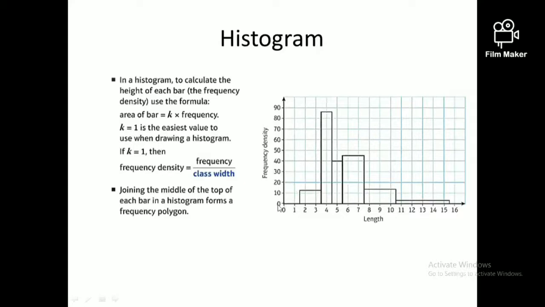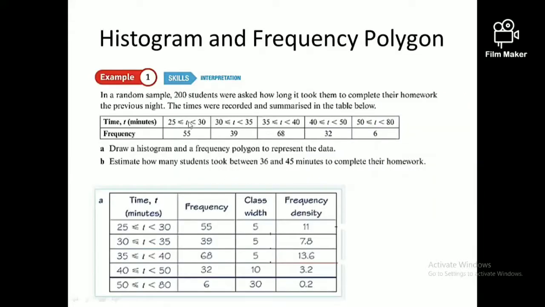In that case, we will draw the frequency density. We have already learned this in our O levels or IGCSE. How to calculate the frequency density? The frequency density is calculated by the formula frequency divided by class width. For example, in this question the frequency is 55 and the class width is 5. How to get the class width? 30 minus 25 is the class width. Then 55 divided by 5 is 11.